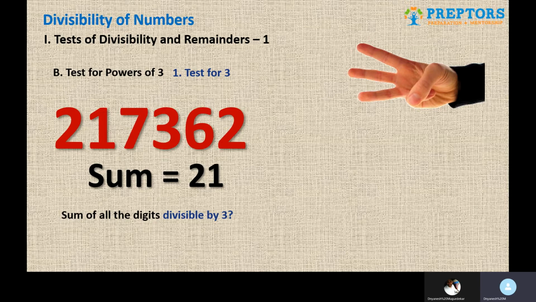So for this particular example, when we add all the digits 2 plus 1 plus 7 plus 3 plus 6 plus 2, the sum turns out to be 21, and we know that 21 is divisible by 3. So I can blindly say that this entire number is also divisible by 3.